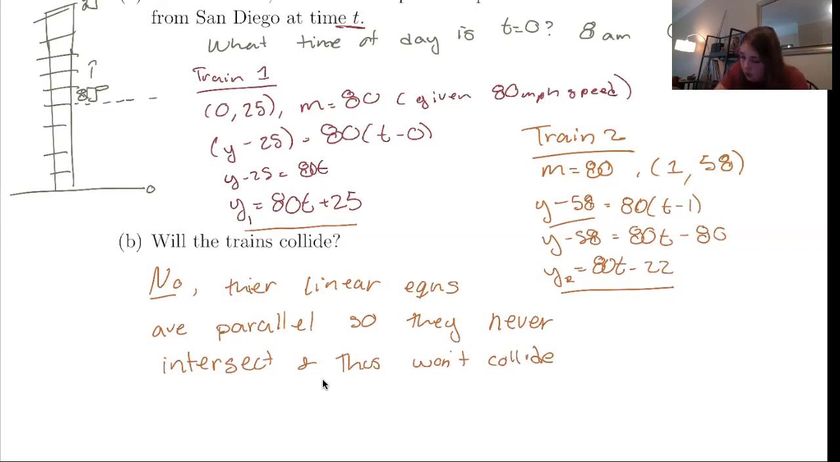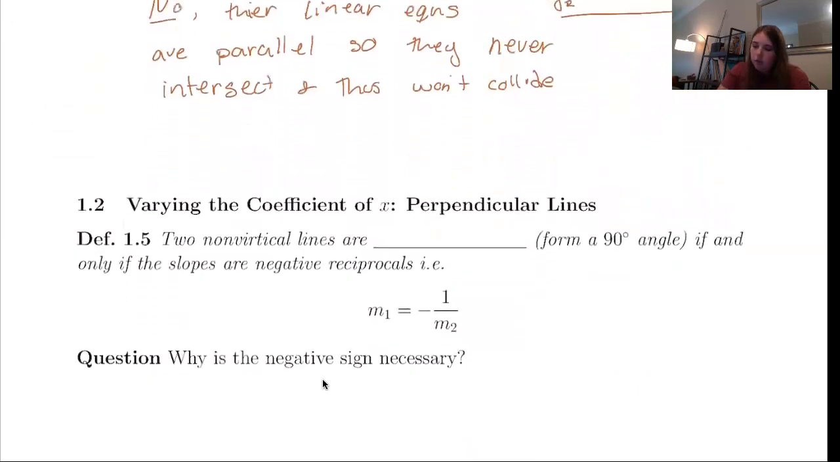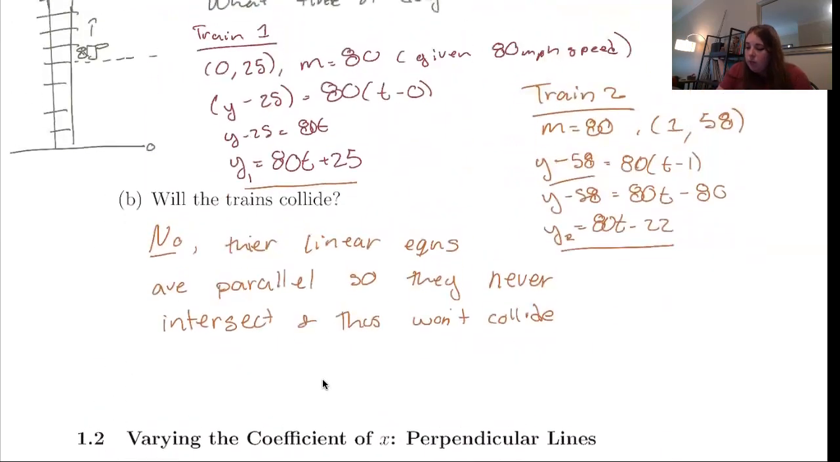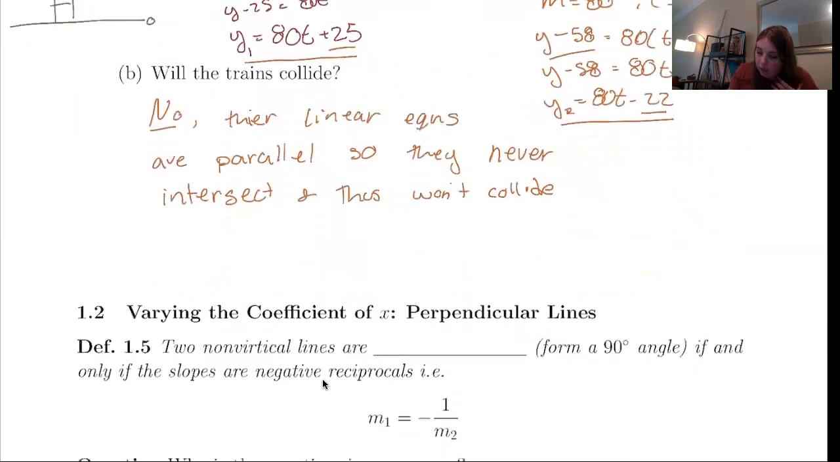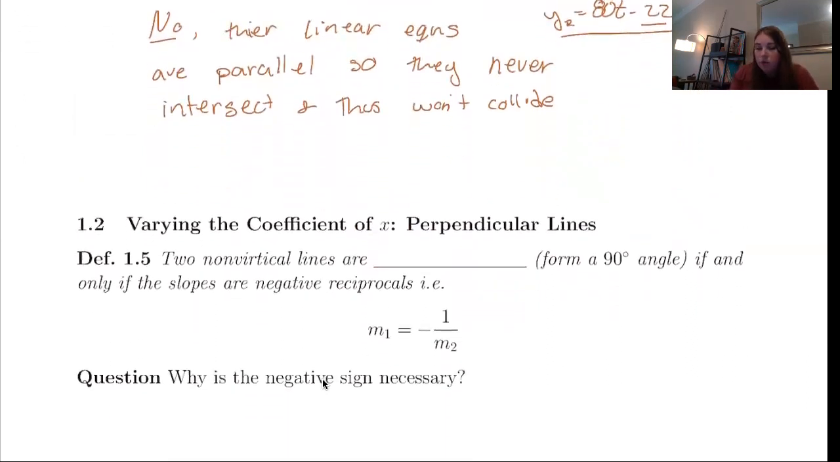Okay, cool. So now we're done with changing our constant coefficients and changing our y-intercepts. As you can see right here, I have different ones, plus 25 and minus 22. Now we're going to talk about perpendicular lines, right? So varying the coefficient of x specifically. So two, again, non-vertical lines, because we want to talk about M here, are perpendicular.